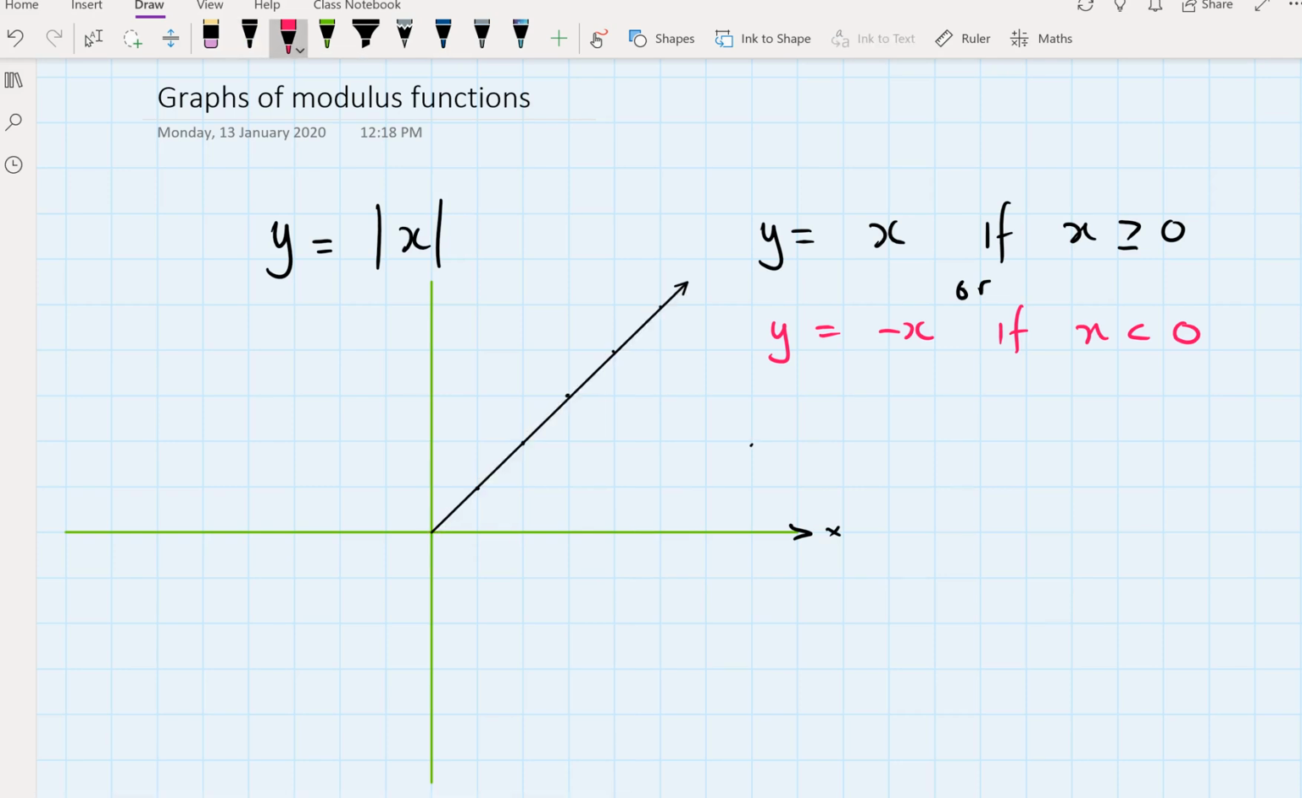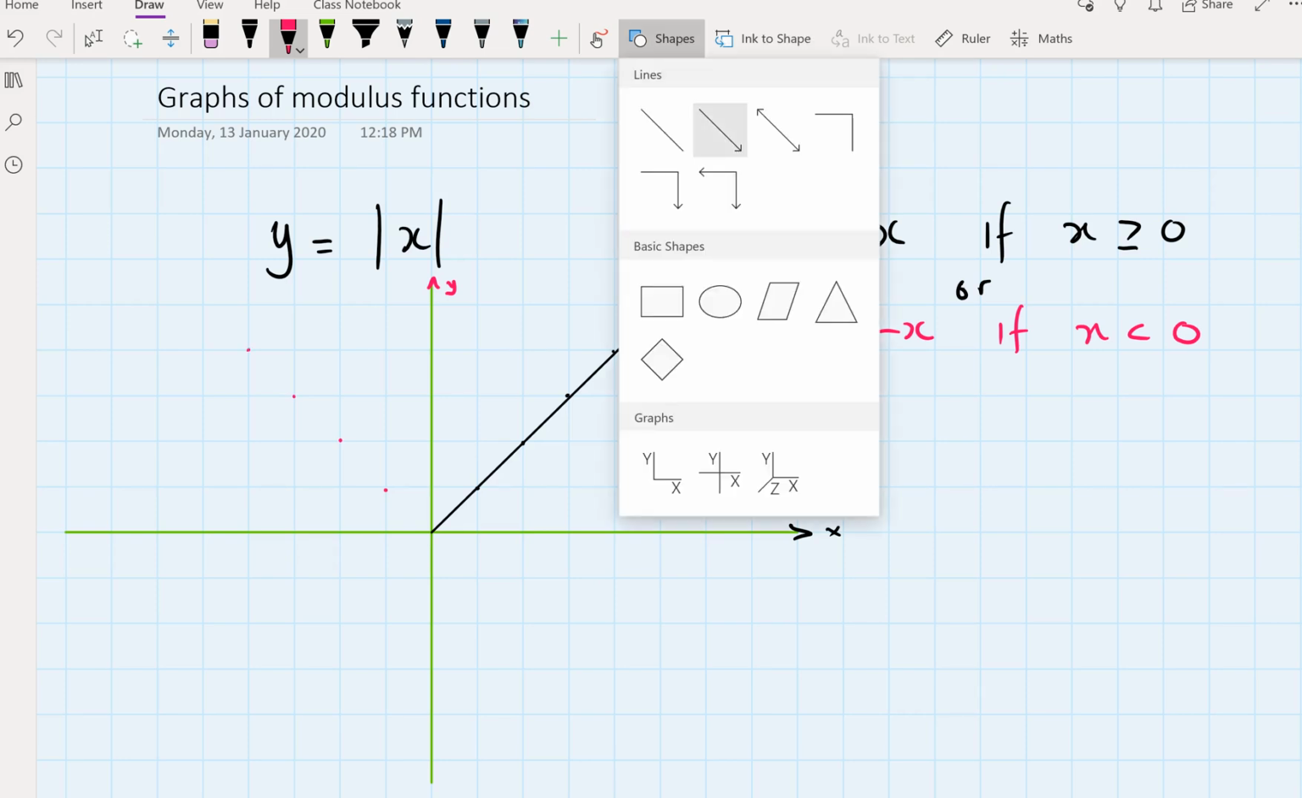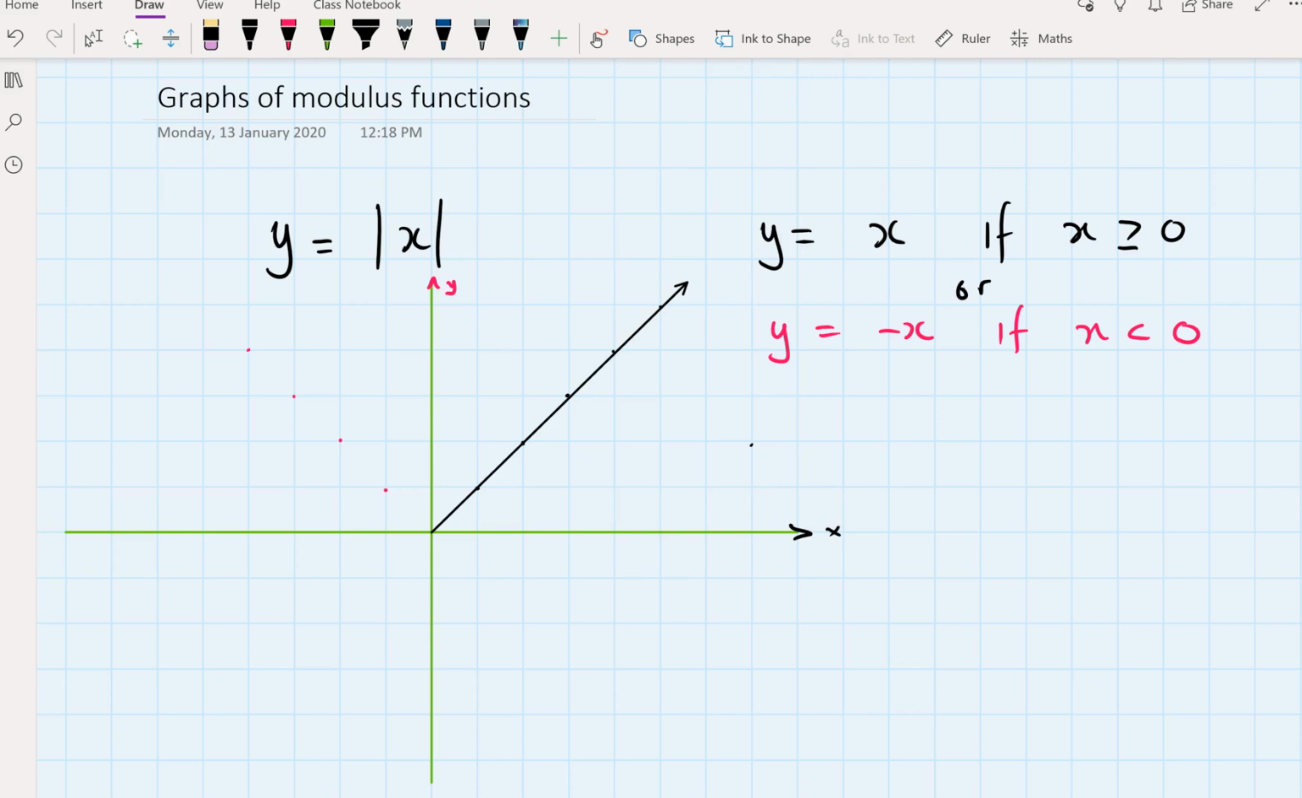But then we also have to deal with the situation when x is less than 0. In other words, when we're on this left-hand side of the y-axis, the y-axis being over here. And that's going to be the graph y is equal to minus x. So that's a graph that's going to be going along these points over here. And so I get a slightly different looking graph to what you've been used to before. And so I'm going to get a graph that runs like this. There we go. And there is my modulus graph.